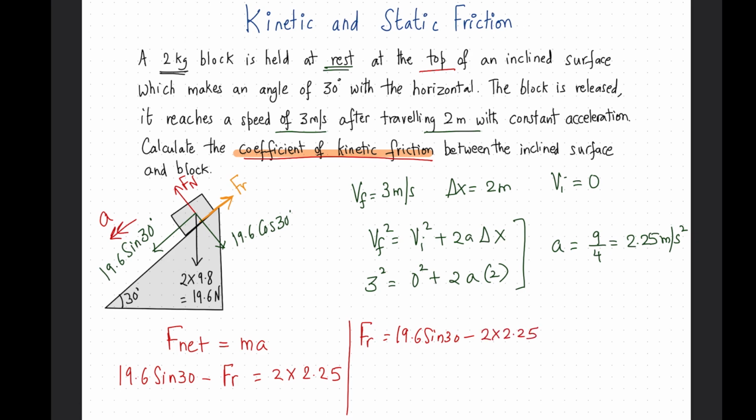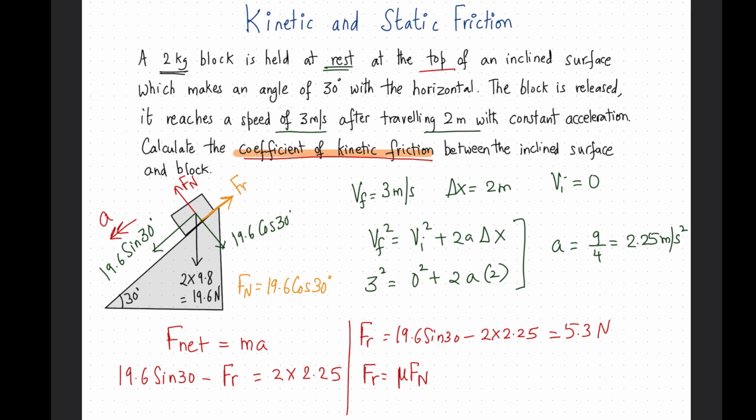So let's just calculate that. 19.6 times sine 30 minus 2 times 2.25. That will give us 5.3 Newton as the friction force, and we know that friction is equal to mu Fn. That's the formula for friction. And from the diagram we know that Fn is 19.6 cosine 30. So we can just write this down here. Fn will be equal to 19.6 cosine 30.